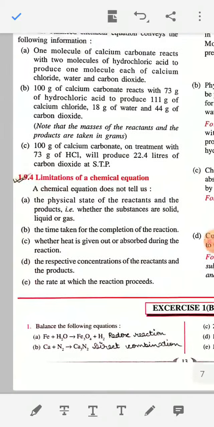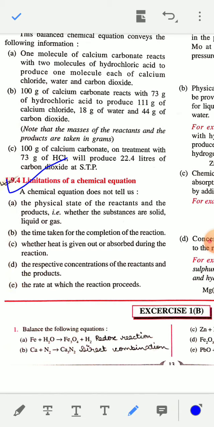Now see the limitations of a chemical equation. A chemical equation does not tell us the physical state of the reactants and products, whether the substances are solid, liquid or gas. It also does not tell us the time taken for the completion of the reaction, whether heat is given out or absorbed during the chemical reaction, the respective concentration of reactants and products, and the rate at which the reaction proceeds. This information you cannot get from a chemical equation.